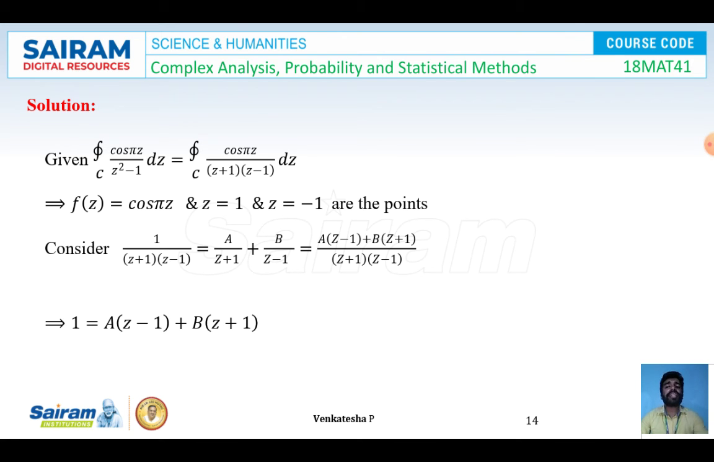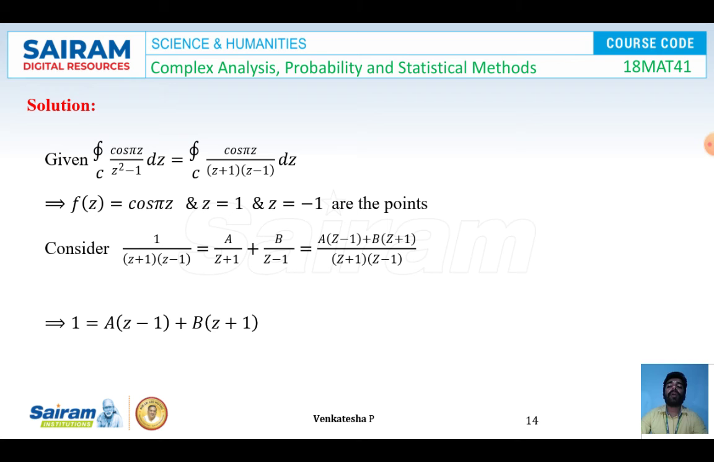So the given integral is the integral over the region C of cos pi z by z square minus 1 dz. On expanding this z square minus 1 by using the a square minus b square formula, the equation will be the integral over the region C of cos pi z by z plus 1 into z minus 1 dz that we will be getting.